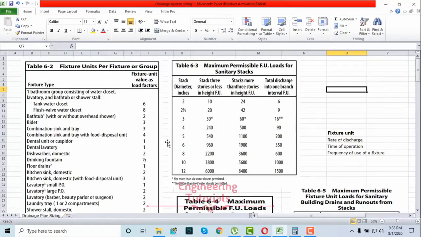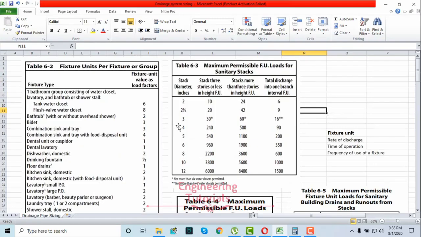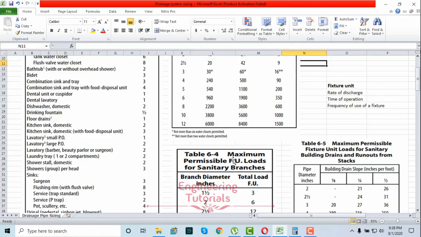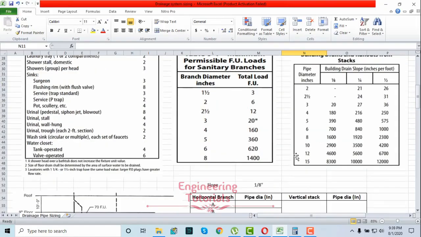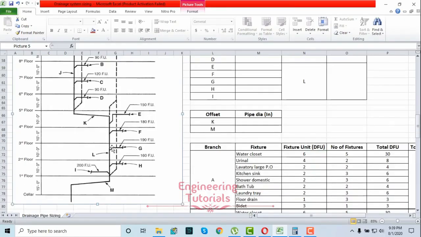The topic which I am going to discuss today is related to drainage pipe sizing. So there I have prepared an Excel sheet. As you can see over here, there's a lot of tables which I am going to use to calculate the drainage pipe size. And this is the drawing for the 9-story building.